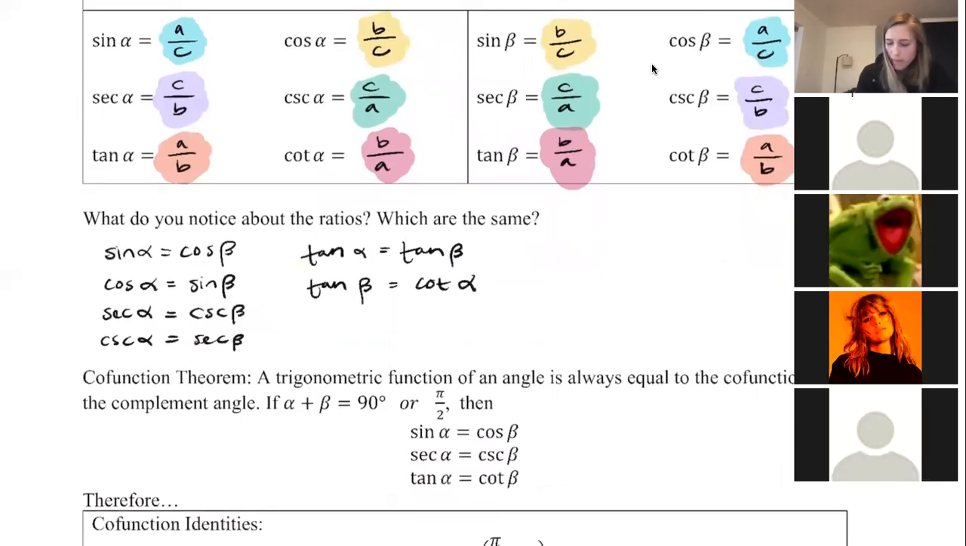Wait, would it be cotangent of beta? Or is it? Thank you for catching that. Yes. Thank you, Ryan.